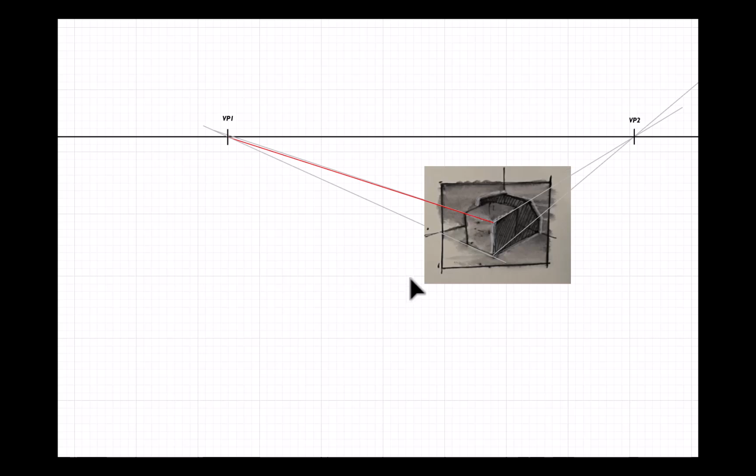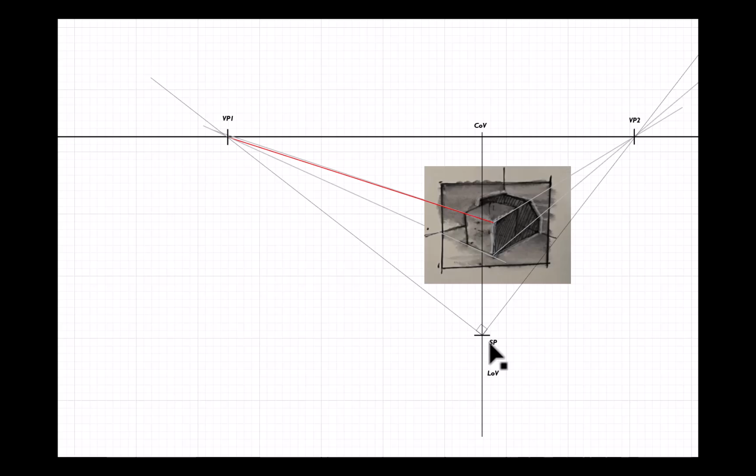Okay, so now once you have these two vanishing points, the next thing you have to find is a station point and a center of vision. So the next step is, if I drop a center of vision and a line of vision in here, and I find a right angle between these two vanishing points, I find a station point right here. Now, this is actually one of the good things about showing you this video: you have to make adjustments.